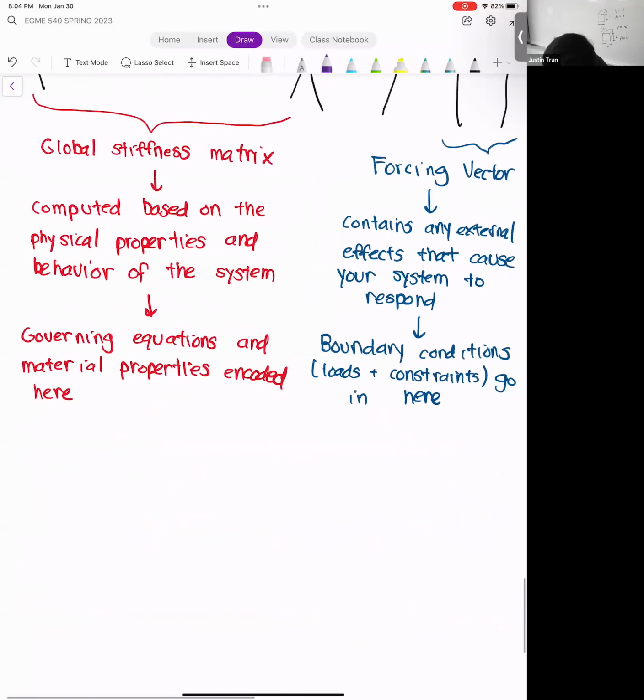All right. So X here is the solution vector. The solution vector contains the system response, basically how the system is going to respond to the boundary conditions. That information is encoded in the solution vector.